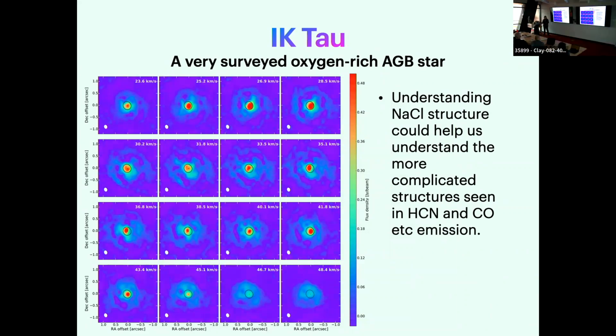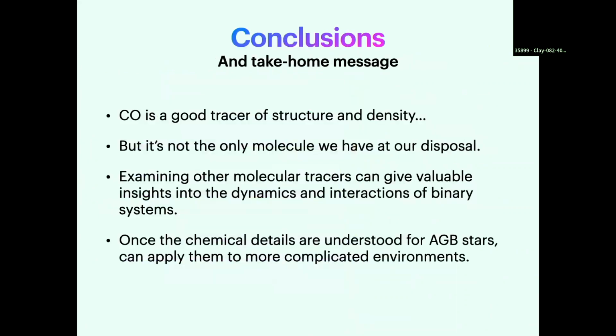Which brings me to my conclusion, which is we should not just look at CO when we're looking at observations. And when we're trying to understand the structures in winds and what's causing them and why, we should consider other molecules. For AGB stars, we almost always detect a whole range of molecules. So, we shouldn't ignore them. We should also take them into account.